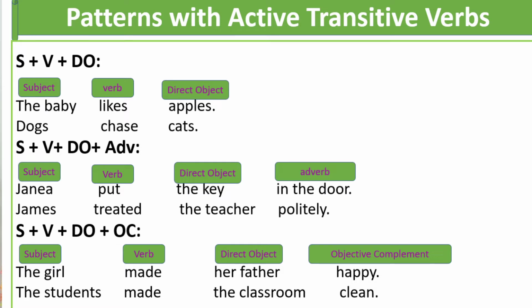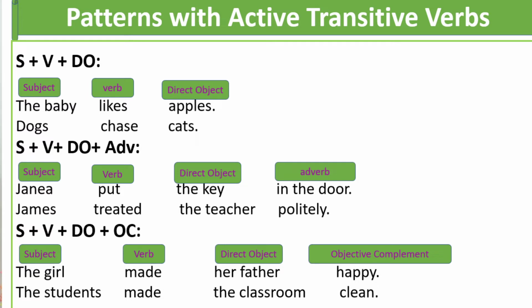Janea put the key in the door. So subject is Janea, put is the verb, of course past tense, that's why it's without S, and then the key is the direct object, and then in the door is the adverb. This is the adverb, in the door, adverb of place. Next, James treated the teacher politely. So James is the subject, and treated is the verb, and then the teacher is the direct object, and politely is the adverb. Treated who? The teacher. It's the direct object. Put what? The key. So the key is the direct object.